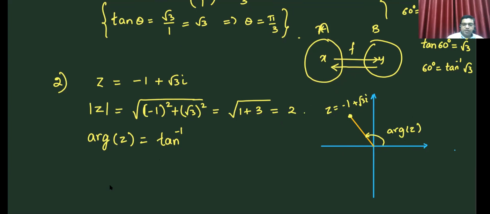Okay, but when you do tan inverse of b by a, tan inverse of b by a is root 3 by minus 1, so minus root 3. But this will give you a negative value. You will get minus pi by 3, because tan inverse will give you values only between minus pi by 2 and pi by 2. So now this is minus pi by 3. Minus pi by 3 plus pi.